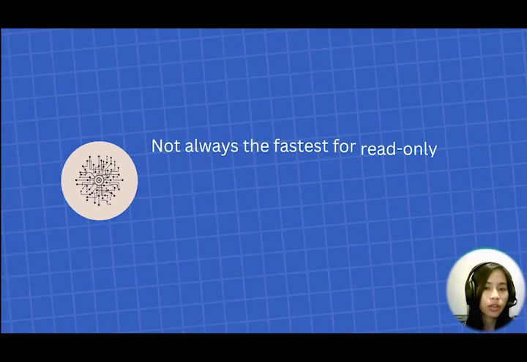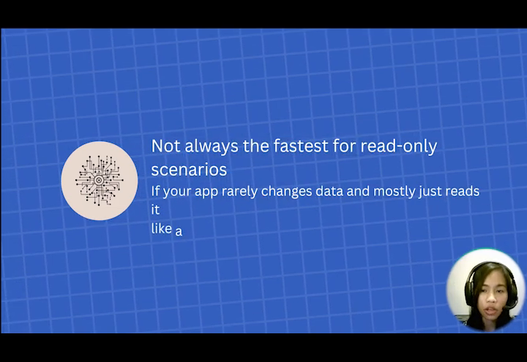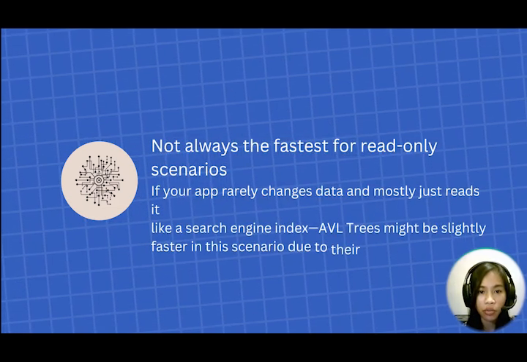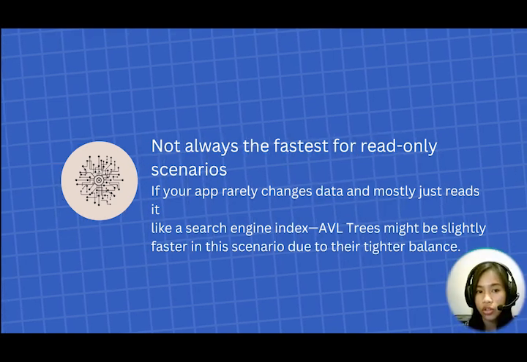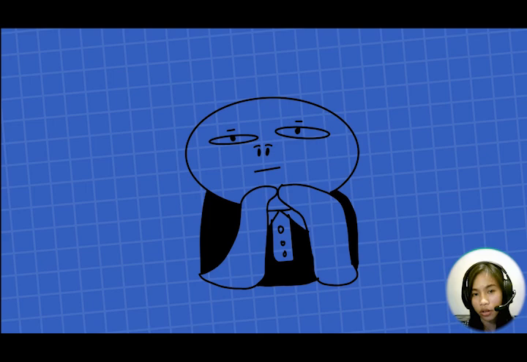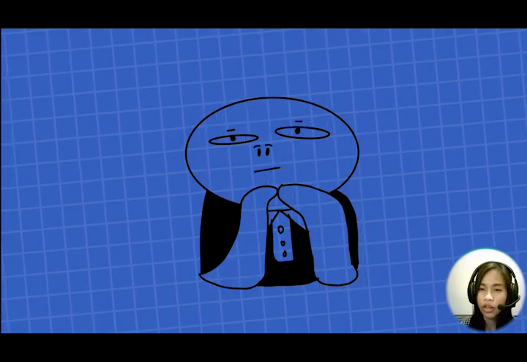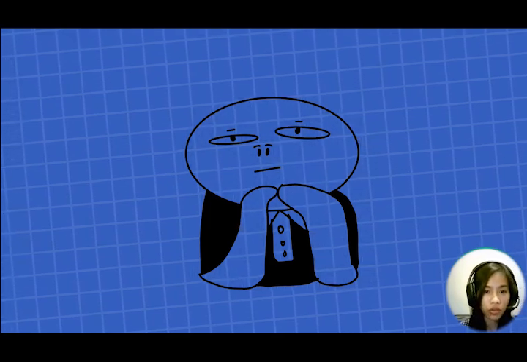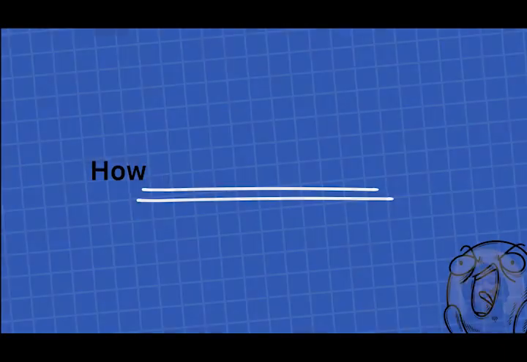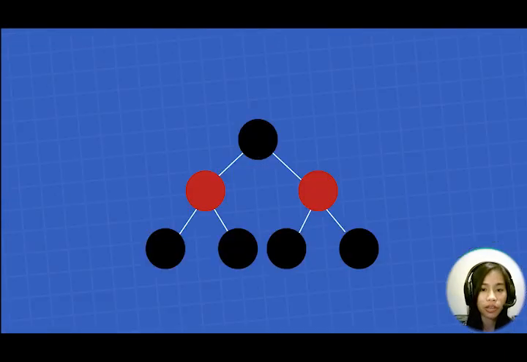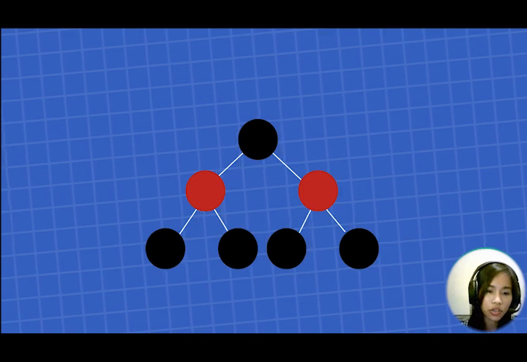Lastly, not always the safest for read-only scenarios. If your app rarely changes data and mostly just reads it, like a search engine index, AVL trees might be slightly faster in this scenario due to their tighter balance. So, while red-black trees are great for dynamic systems, they are not always the first choice for simpler or highly read-focused applications.